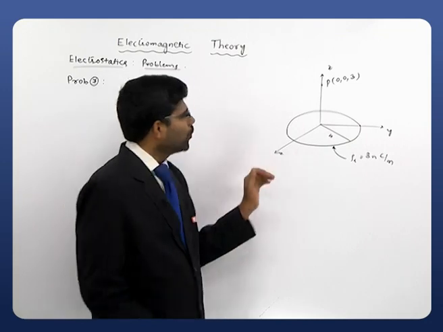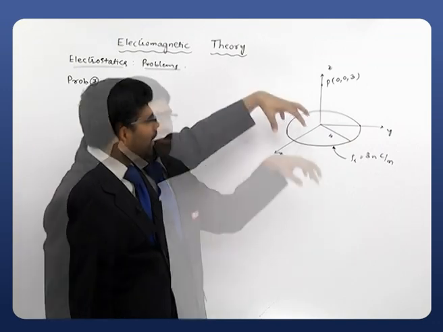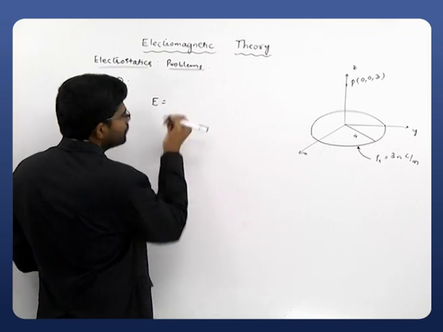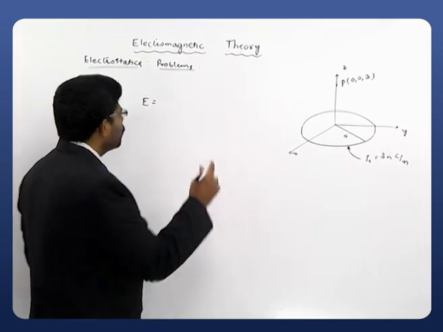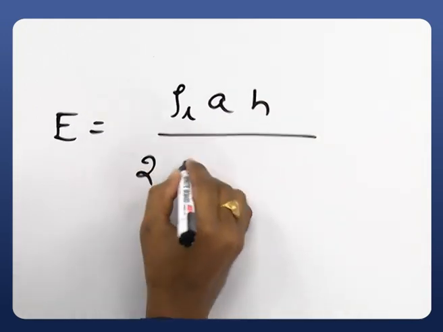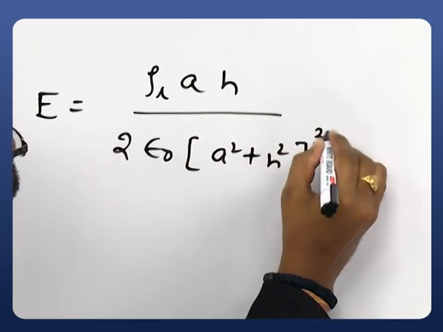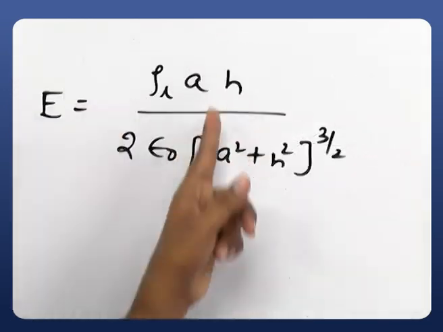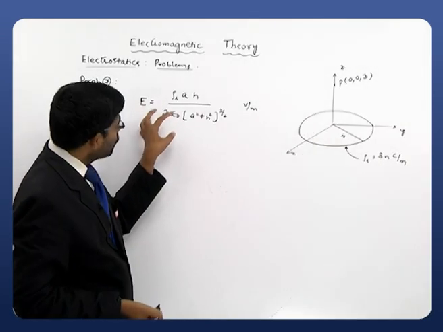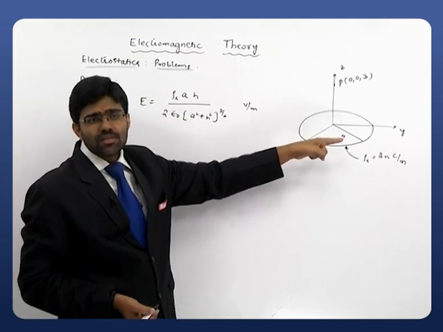Now what we have to do is correlate the data given to us with that expression. So I will try to get the equation for the electric field intensity because of a loop. The electric field intensity is already known to us, which is equal to rho L a h divided by 2 epsilon naught times (a square plus h square) whole power 3 by 2. So this is the equation for electric field intensity, in volt per meter. Now we have to obtain all the parameters included in this formula from the figure. So the figure is given like this.